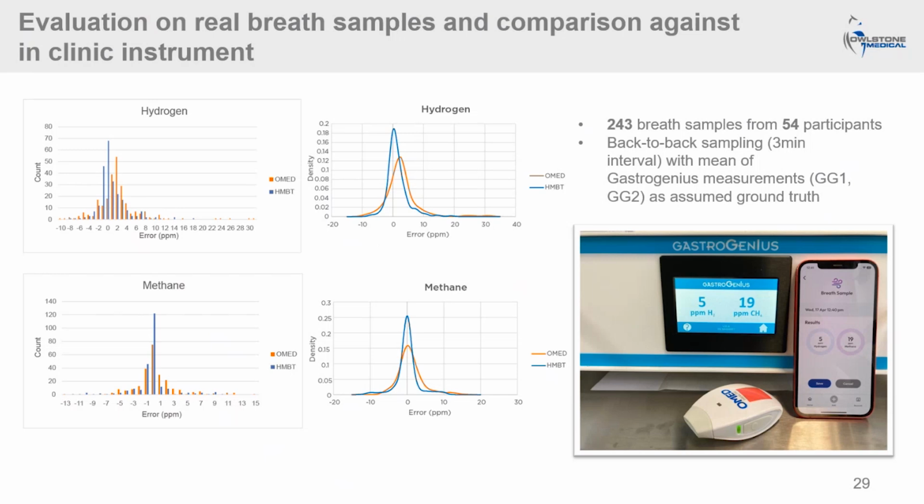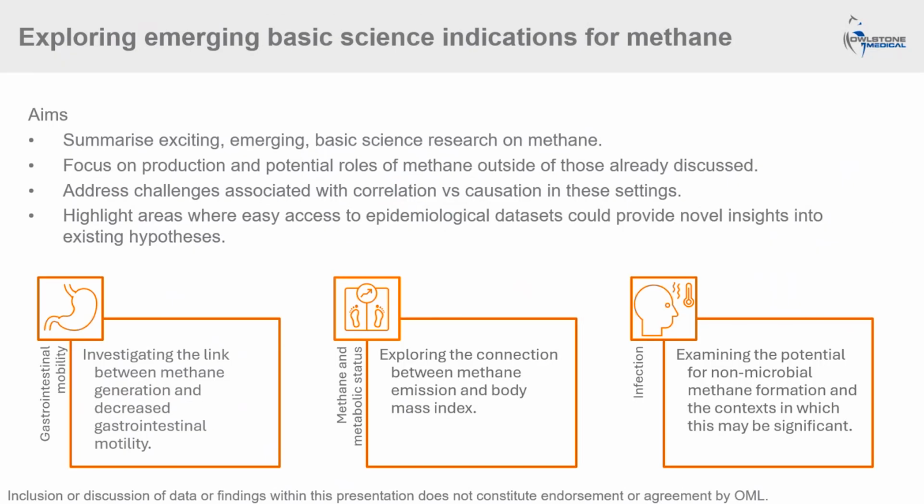In terms of how that translates to accuracy and precision, you can see here, when we're looking at OMED versus HMBT, the OMED device is a little bit less accurate, a little bit less precise than I think the Gastrogenius, but it's really not very far off. And that's particularly impressive given that the cost of the OMED device is about 100-fold less than the Gastrogenius system.